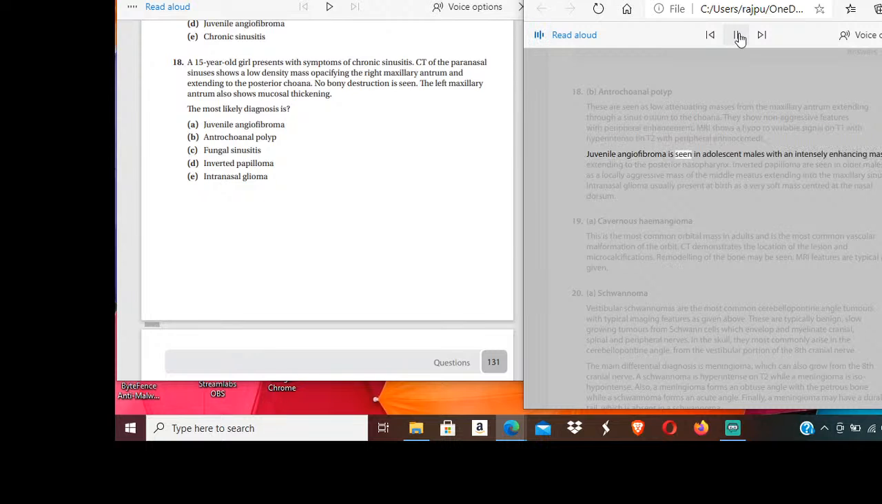Juvenile angiofibroma is seen in adolescent males with an intensely enhancing mass extending to the posterior nasopharynx. Inverted papilloma are seen in older males as a locally aggressive mass of the middle meatus extending into the maxillary sinus. Intranasal glioma usually present at birth as a very soft mass centered at the nasal dorsum.